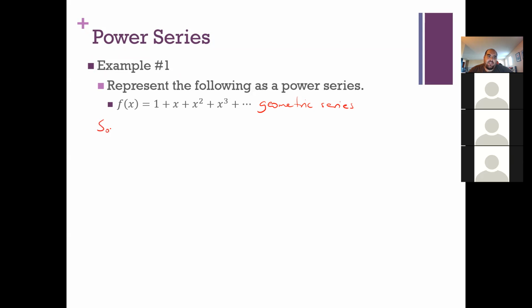And we know that the sum of a geometric series is equal to a over 1 minus r, where a is the first term and r is the common ratio of the series. So in this case, the first term is equal to 1 and the common ratio is equal to x. So from there, we know that this infinite sum, which really is what the function is, is 1 over 1 minus x.